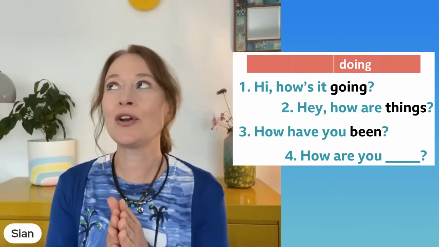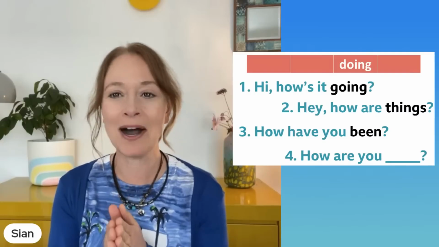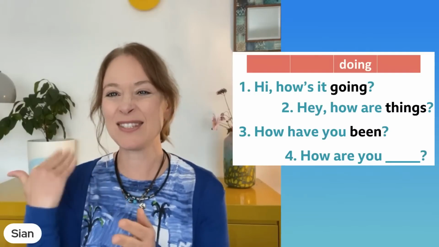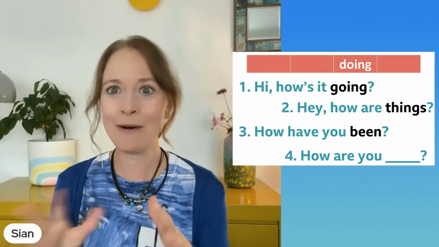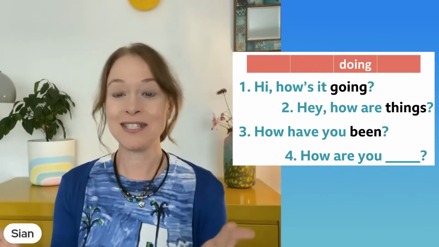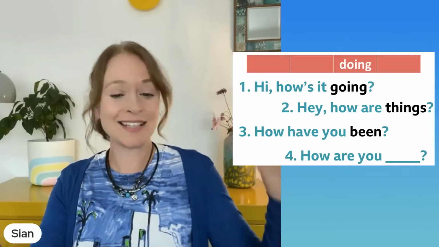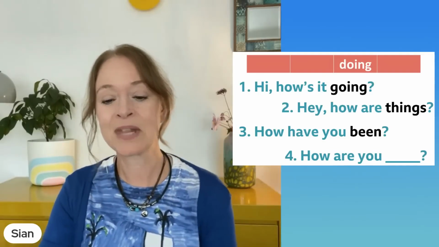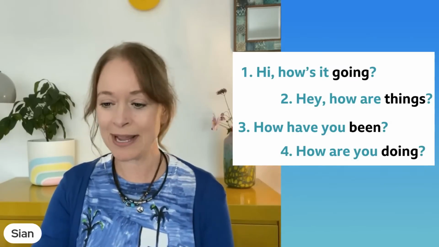This one you can probably use more when you see someone you haven't seen for a while. So if you see your friend this morning, in the afternoon, you won't say, oh, how have you been? Because you only saw them this morning. But if you see someone after 2 or 3 weeks or months or years, this is a good one to use. And number four must be, how are you doing?